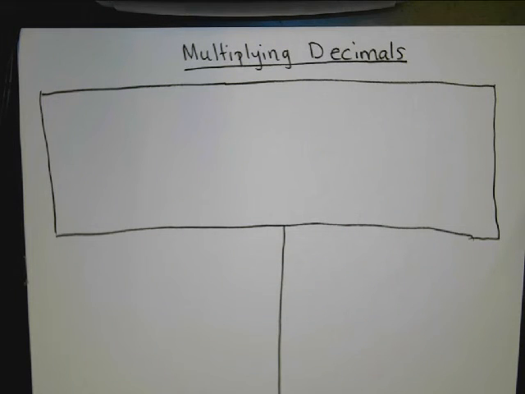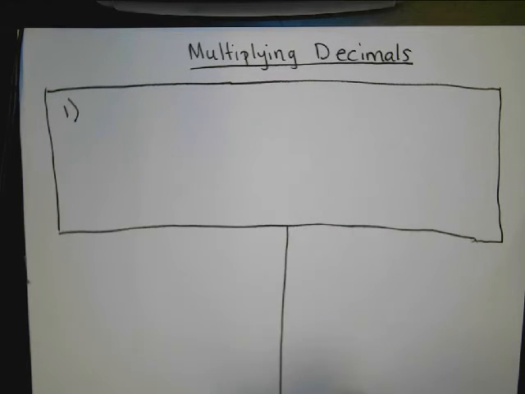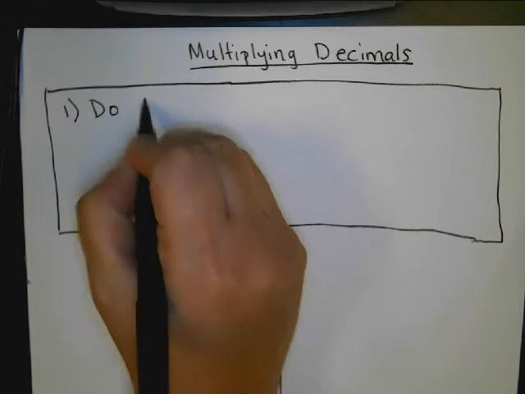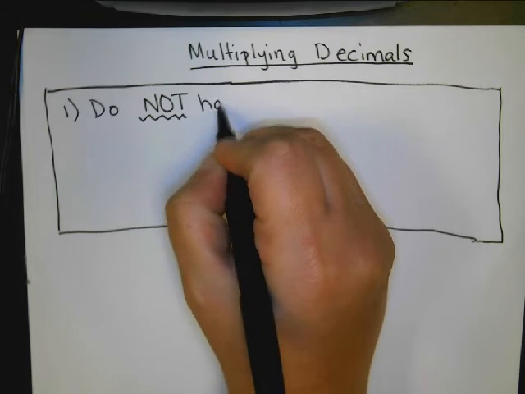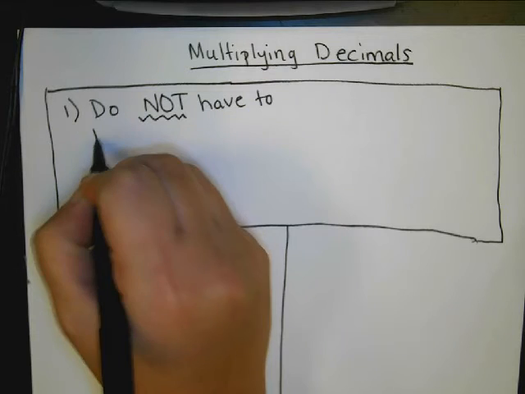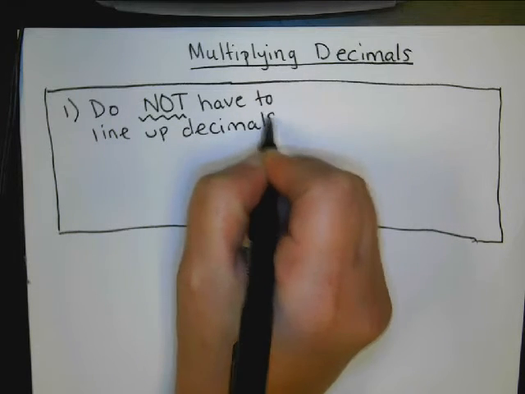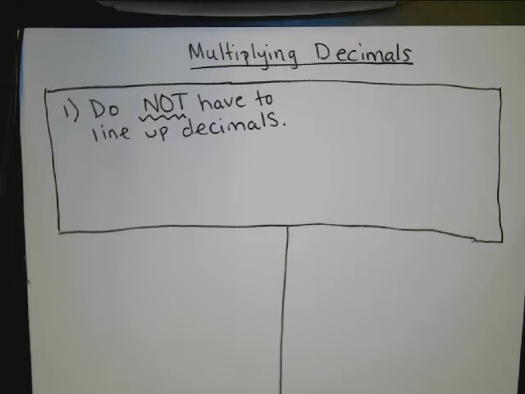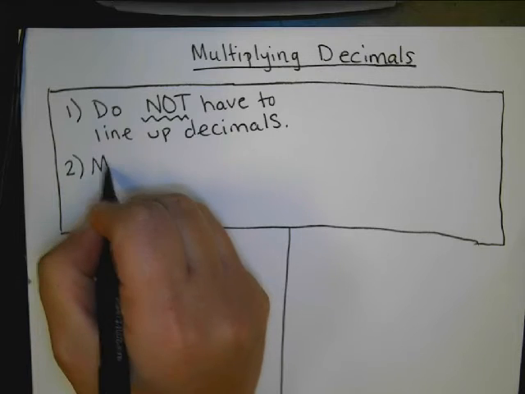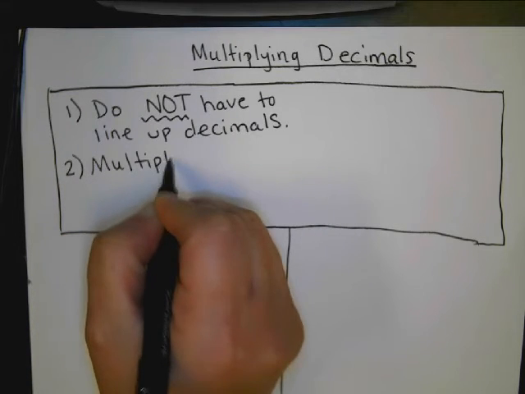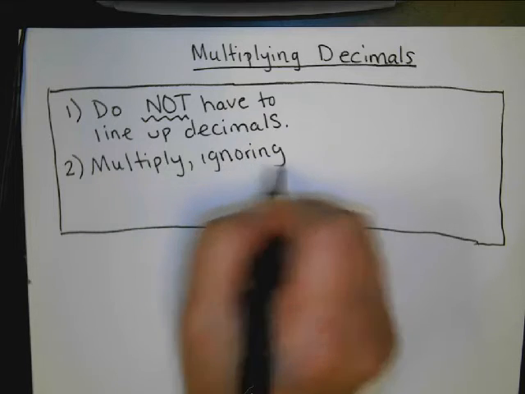Let's start with our rules. The important thing about multiplying decimals is you do not have to line up the decimals. It is different than the addition and subtraction we did earlier. You do not have to line up the decimals. You are going to multiply, ignoring the decimal.